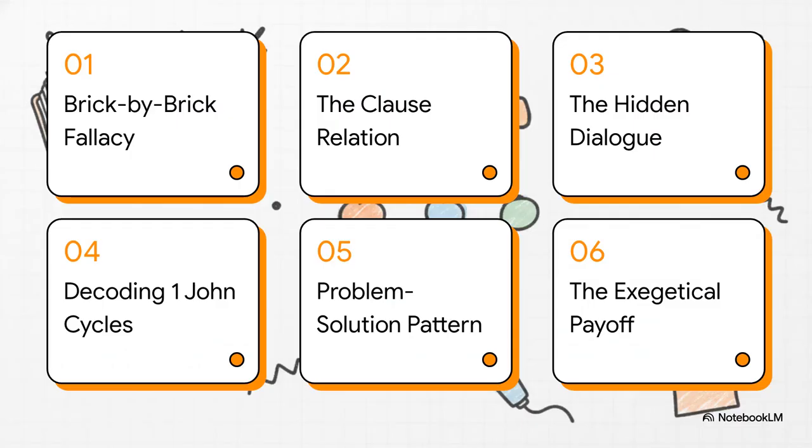Here's our 6-part roadmap for today's explainer. 1. The brick-by-brick fallacy. 2. The clause-relation concept. 3. Revealing the hidden dialogue. 4. Decoding cycles in 1 John. 5. Problem-solution macro patterns. And finally, 6. The exegetical payoff. Let's get right into it.